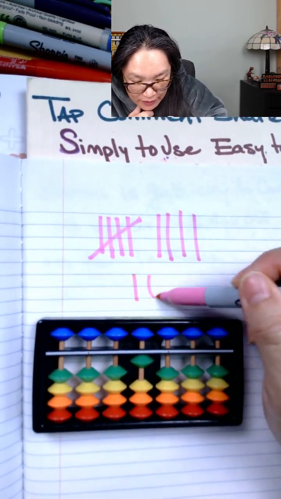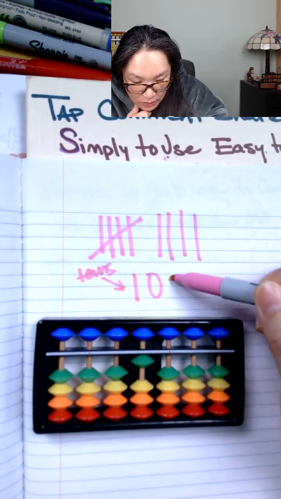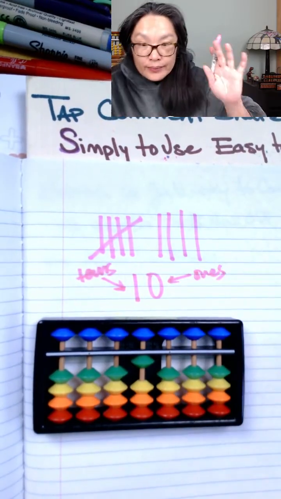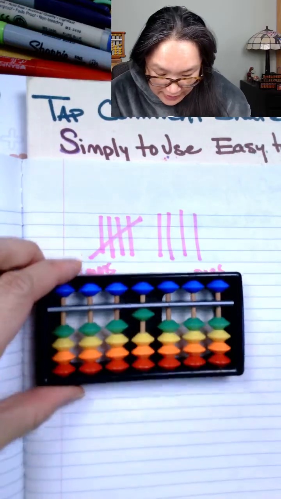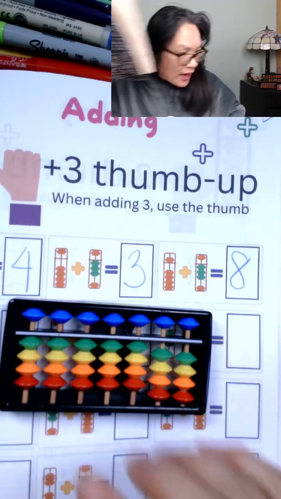Now we talk about place value, right? Just like how this is the 10s when we write, and then this is the 1s. Okay, so that is about reading the abacus. So we're okay about reading the abacus, and then we're okay with how we do adding and subtracting.